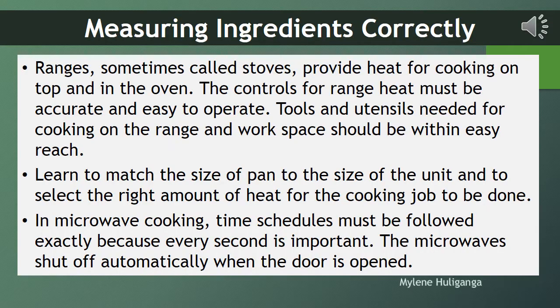Ranges, or sometimes called stoves, provide the heat for cooking on top and in the oven. The controls for range heat must be accurate and easy to operate. Tools and utensils needed for cooking on the range and workspace should be within easy reach. Learn to match the size of the pan to the size of the unit and to select the right amount of heat for the cooking job to be done. In microwave cooking, time schedule must be followed exactly because every second is important. The microwaves shut off automatically when the door is opened.